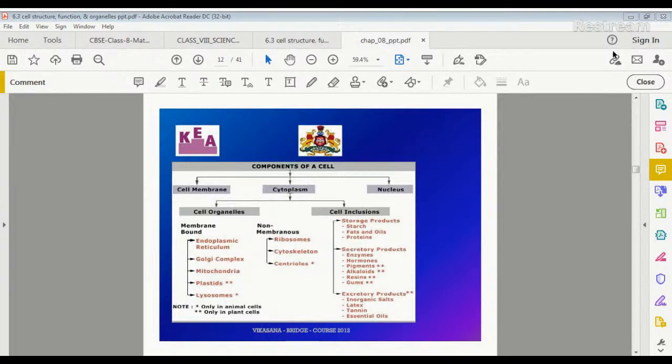Next, the third point is excretory products. The topic of excretory products is only in plant cells, not in animal cells. Okay, so the topics under that are: number 1 inorganic salts, number 2 latex, number 3 tannin, and number 4 essential oil.